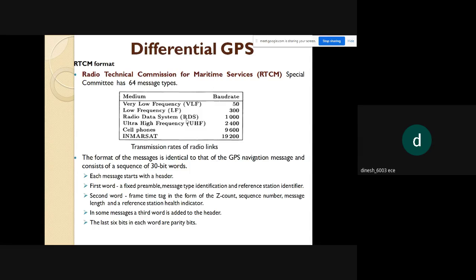So this is your RTCM format, having 64 message types. RTCM is the Radio Technical Commission for Maritime Services. It is a special committee which is using all these frequency bands: very low frequency, radio data systems (RDS), ultra high frequency (UHF), cell phones and Inmarsat. So the equivalent band baud rate is required for them.